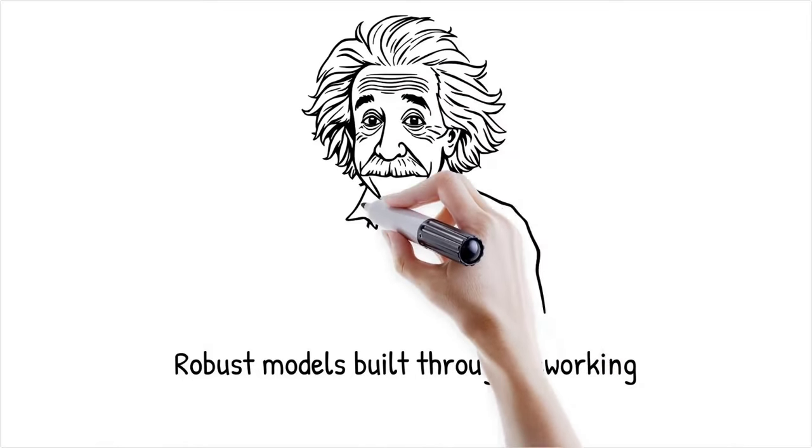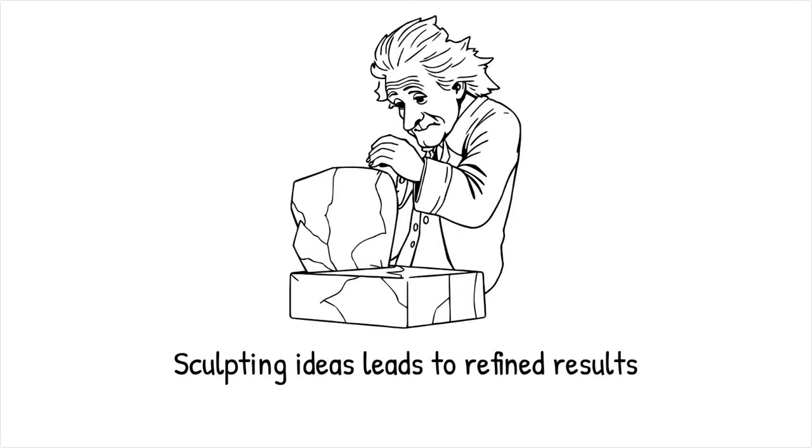For example, Einstein spent years refining his general theory of relativity, repeatedly modifying his equations until they accurately described gravitational phenomena. It's like sculpting a statue from a block of marble. Each chip and revision brings you closer to a refined, finished work of art.